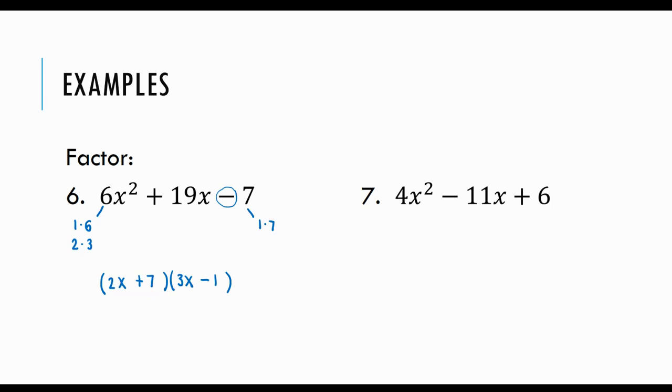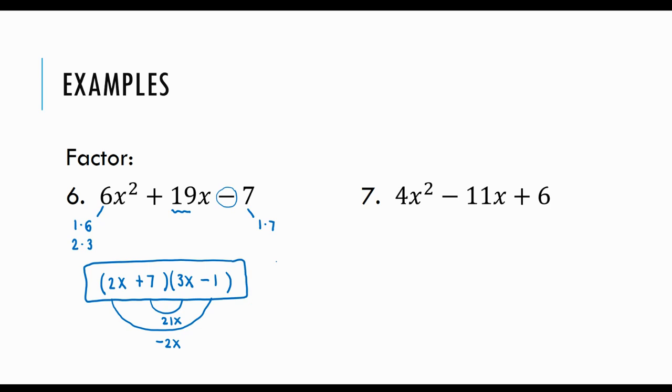Like I said, now we have to check that the products of the inside and outside terms get you that middle number, this 19. So I'm going to multiply the outer terms together. 2x and negative 1 multiply to a negative 2x. I multiply the inside terms together. 7 times 3x gives me 21x. If I combine those like terms, 21 and negative 2, that will get me my 19. So that tells me that I guessed correctly the first time around, and so I'm done.